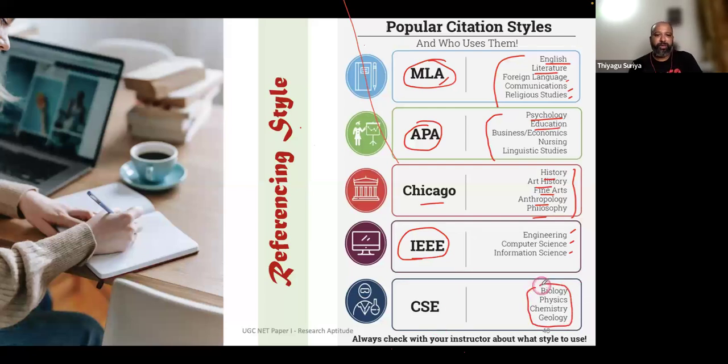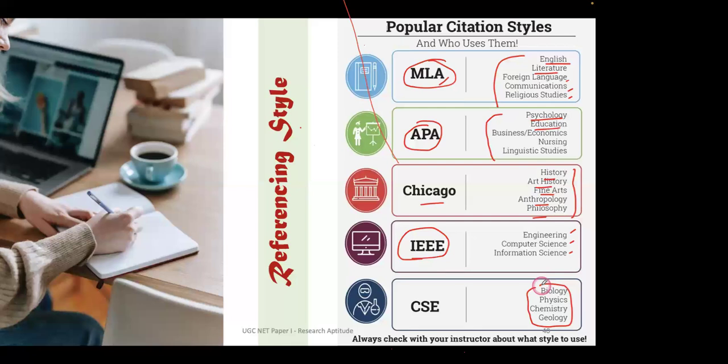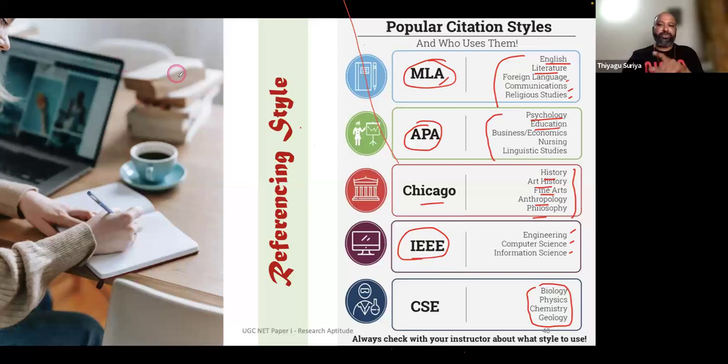Yes, now the question for you. Which format do they use for psychology? APA, sir. Very good. Which format do they use for philosophy? APA? Chicago, sir. Most universities use the Chicago manual. Please kindly check with this.